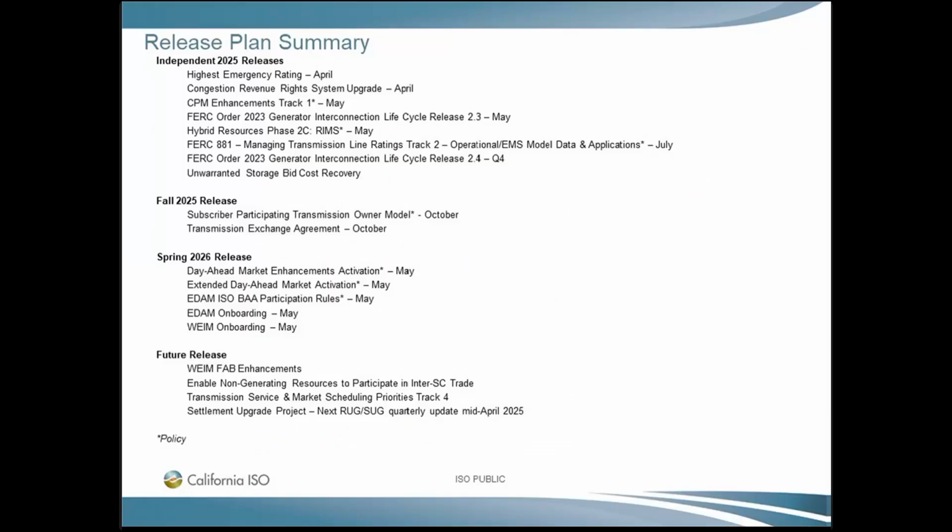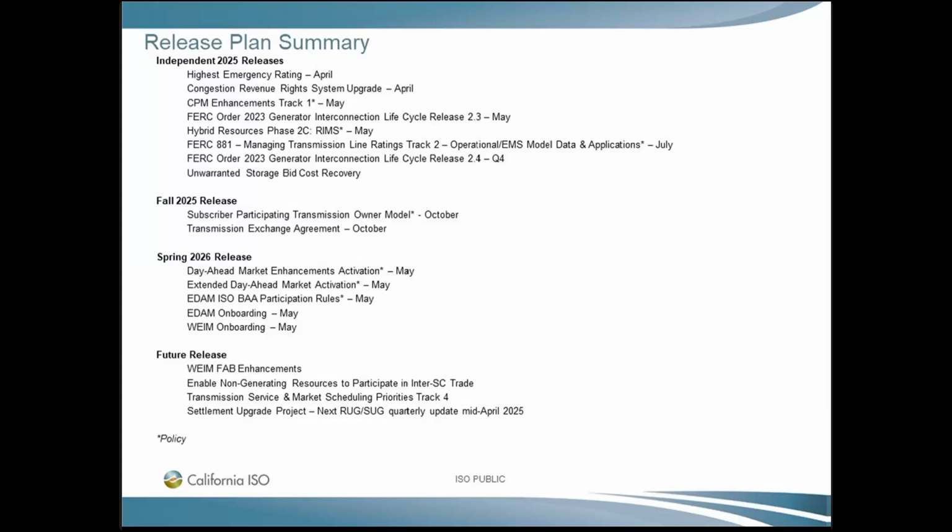All right, so we'll start with the release plan summary, and we did have a little bit of shift in the 2025 implementations. So these have been reordered. I'll go down through the list and highlight some changes. The next activation that we have for 2025 will be the highest emergency rating changes in OMS and Market and HANA. That's planned for April.